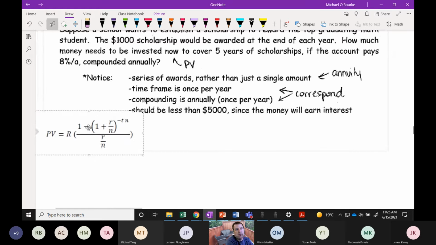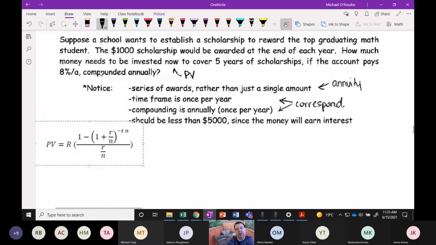So we're looking here at present value. Everything's the same, except we have PV, present value, instead of future value. So it's asking how much do we need to invest now to cover 5 years of the scholarship? So we want to give out $1,000 each year. So let's figure out our letters. So we have PV, we have R, big R, we have R, N, and T.